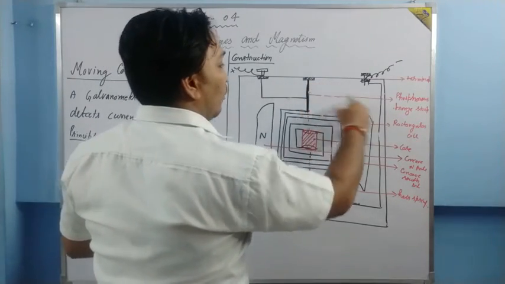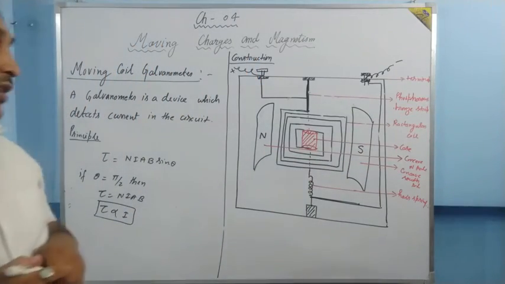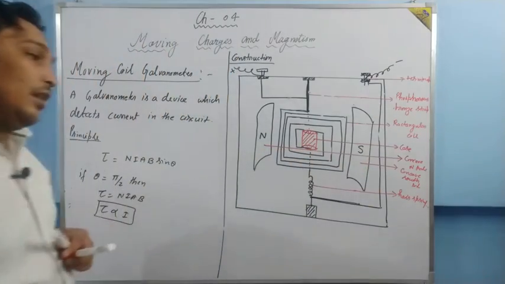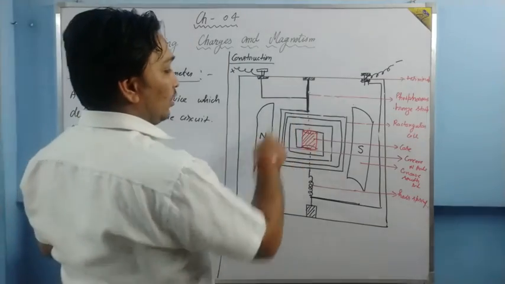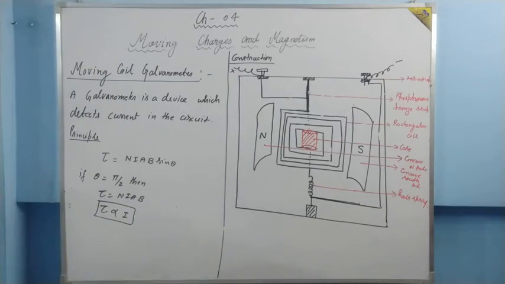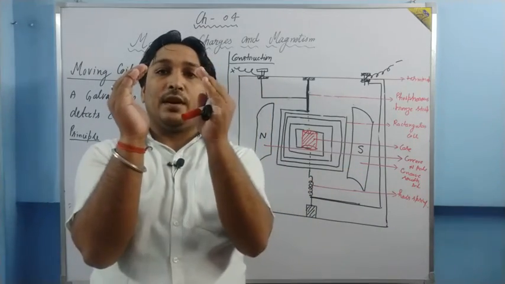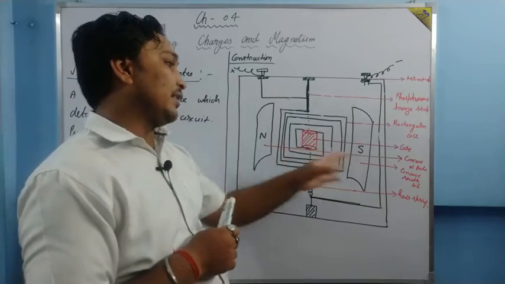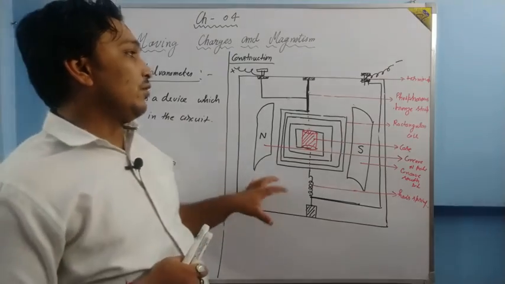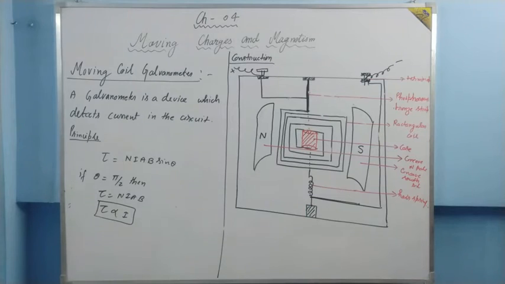Now, this particular strip is of phosphorus bronze. I will tell you the reason. Here one cylindrical core is there, made of soft iron, and on that cylindrical core the wire is wound. Moreover, two concave shaped magnets are there, like this. One spring is there, which is called a hair spring. So this is the construction of the moving coil galvanometer.